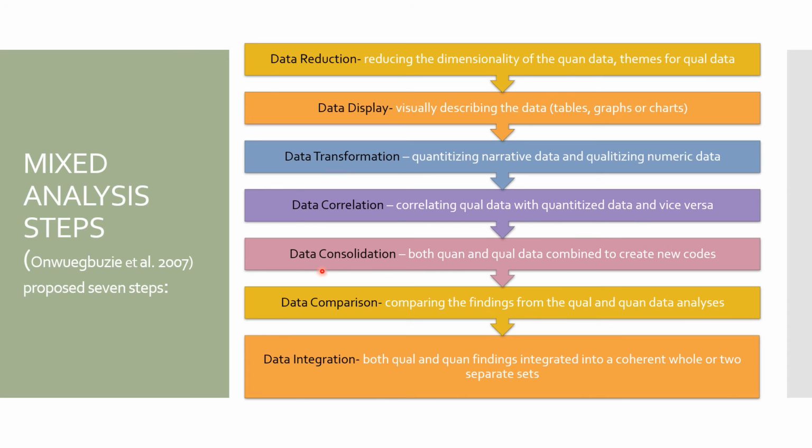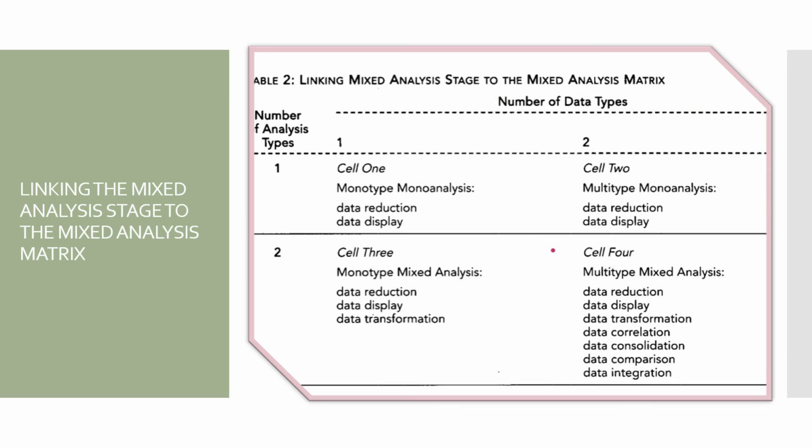Next, we want to consolidate our data. What does that mean? It means both your quant and qual data are combined to create some sort of new codes. Then you want to compare your data. So you're going to compare the findings from the qual and quant data analyses. And lastly, data integration is where both your qual and quant findings are integrated into a coherent whole, or you can have 2 separate data sets.